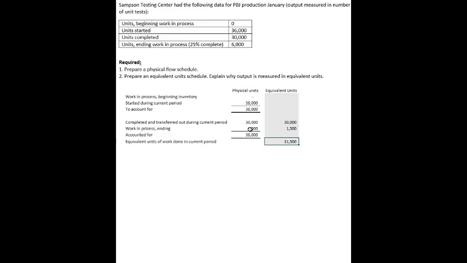So that's the physical flow. Here's the equivalent units, and this is the number we would use going forward with our process costing steps.